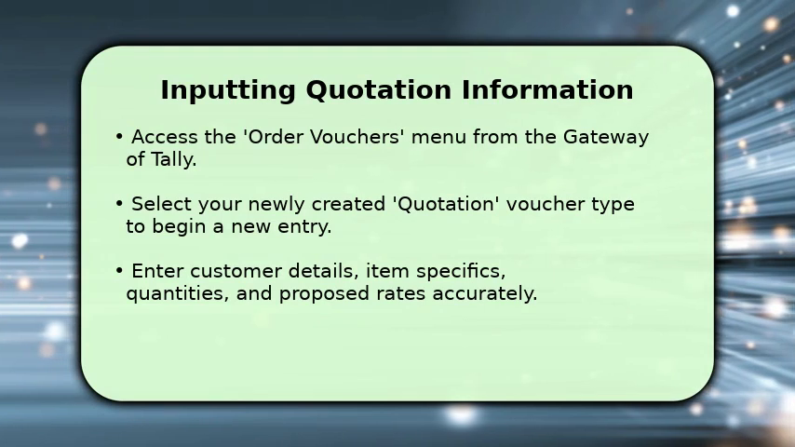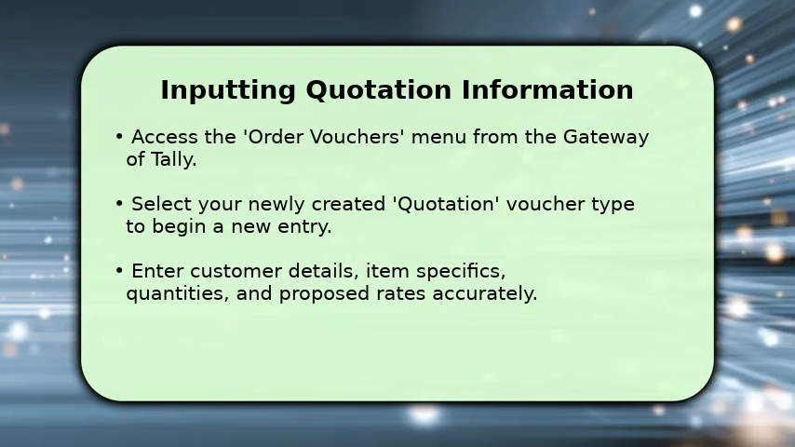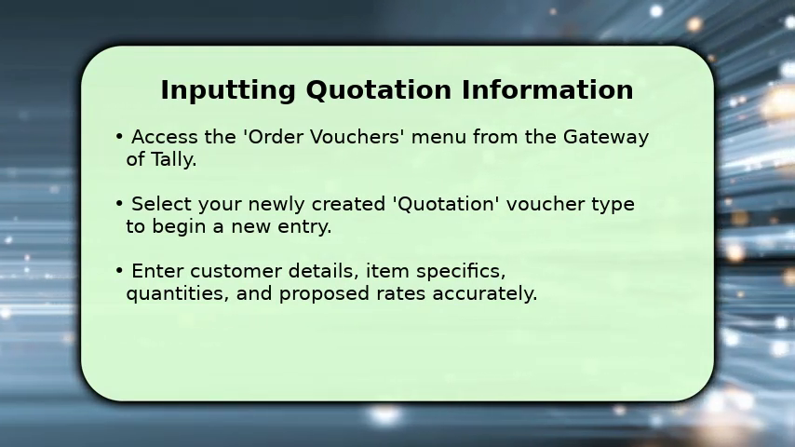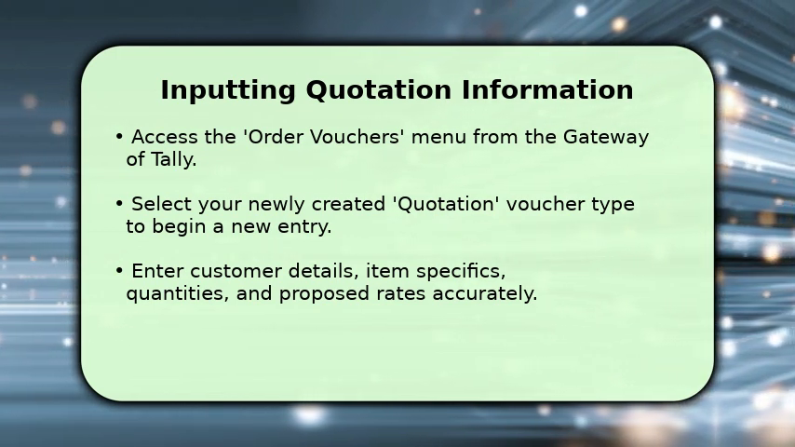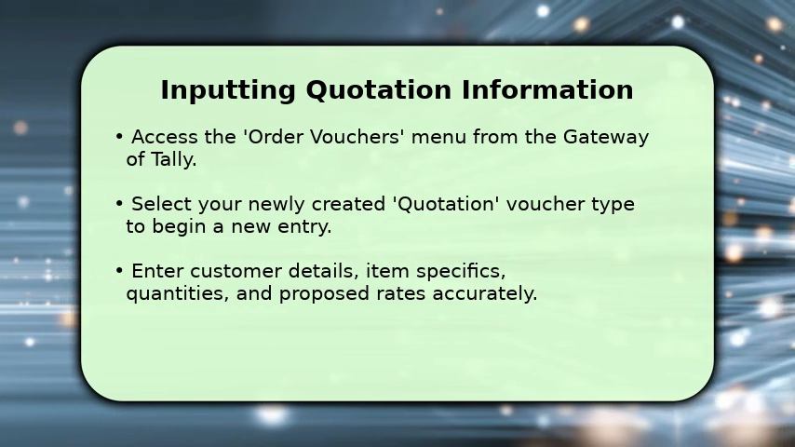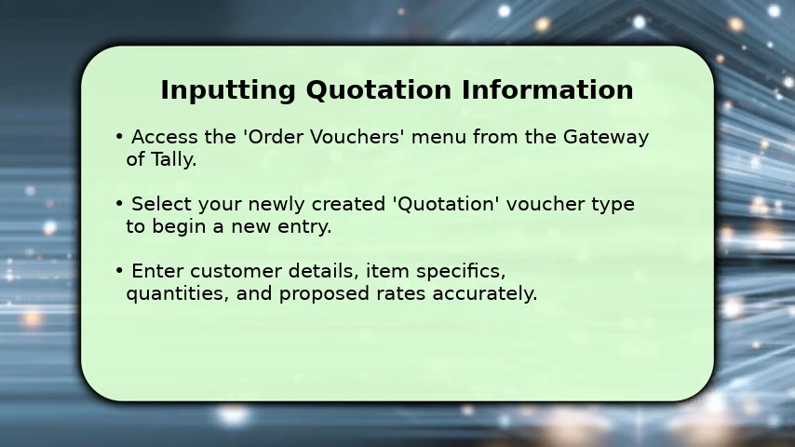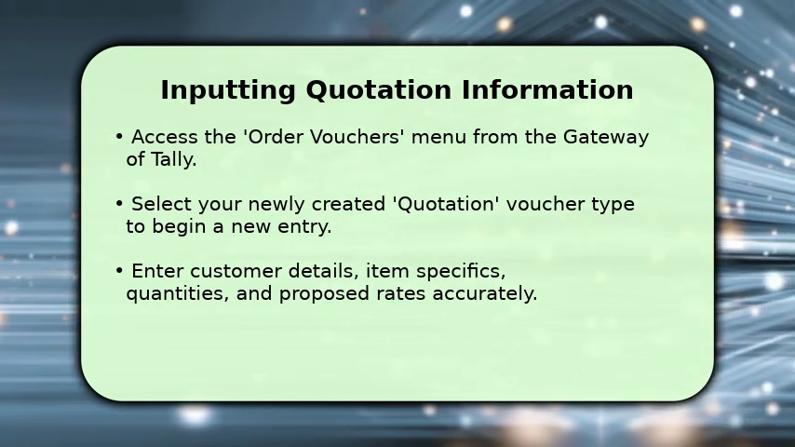Now it's time to input the details for your quotation. From the gateway of Tally, go to Order Vouchers. Here, you will select the quotation voucher type you just created. Proceed to enter all the necessary information, including the customer's name, address, and contact details.